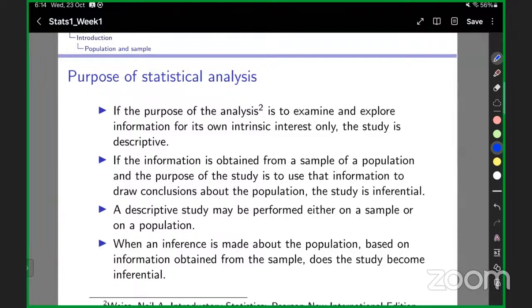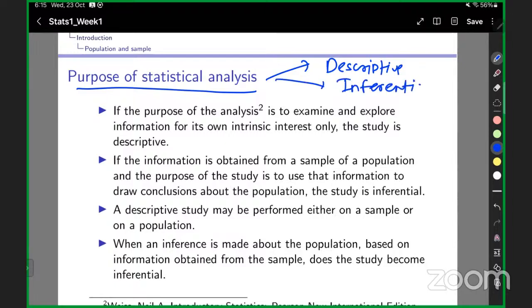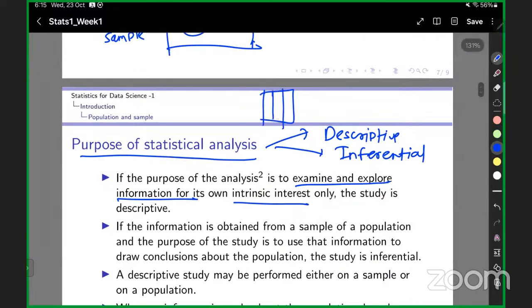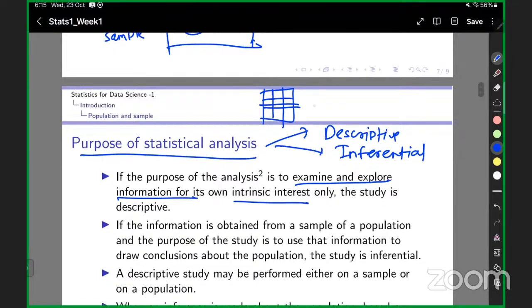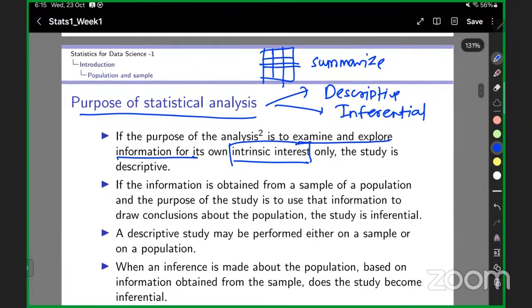Okay, so let's see what the purpose is, and when should we use descriptive statistics, and when should we use inferential statistics. If the purpose of our analysis is to examine and explore information for its own intrinsic interest, the study is descriptive. Basically, I have some data, let's say rows and columns, you can say sheets. If I just study it, summarize it, and don't make any conclusion out of it, that is something you can call intrinsic interest, and then it becomes a descriptive study.